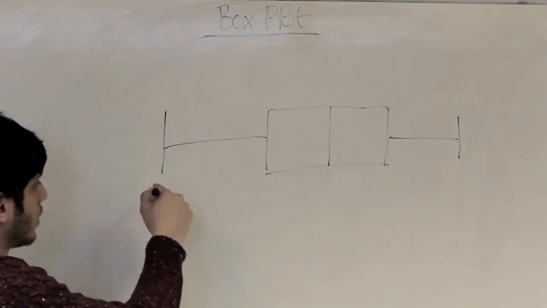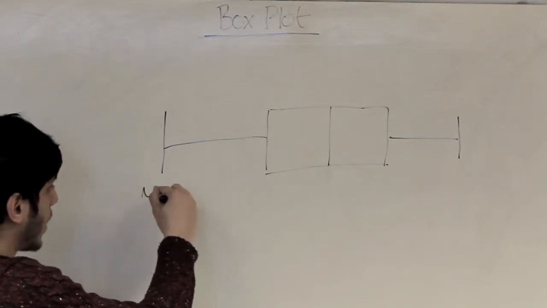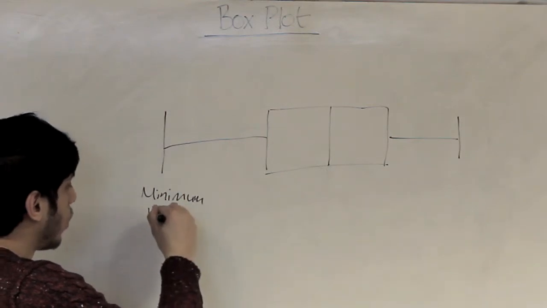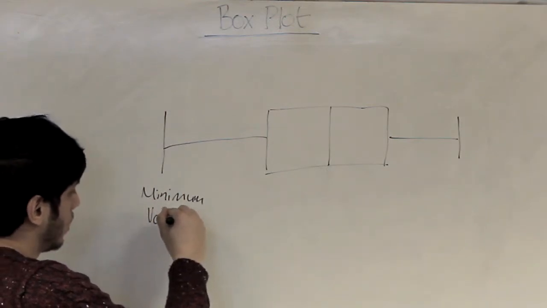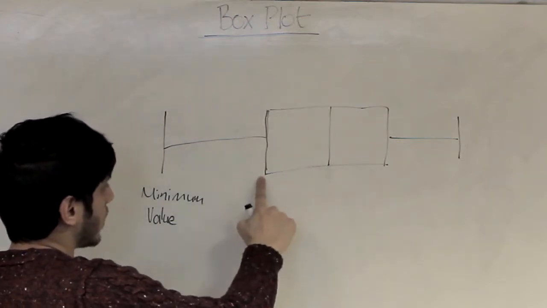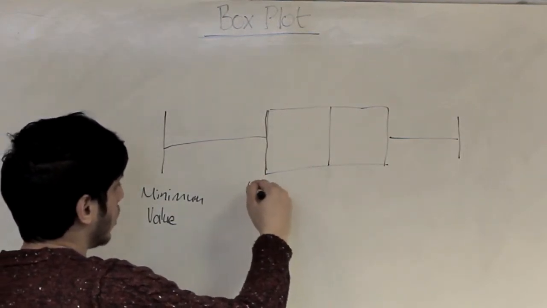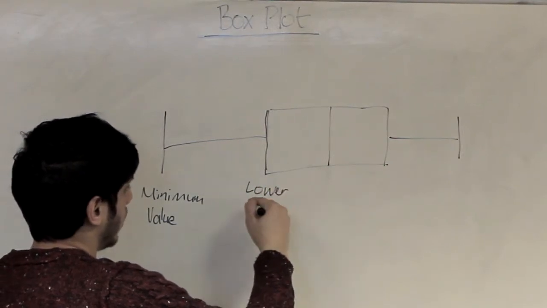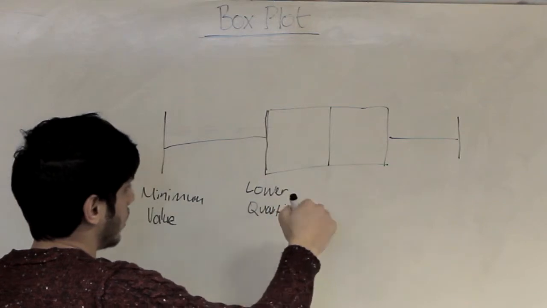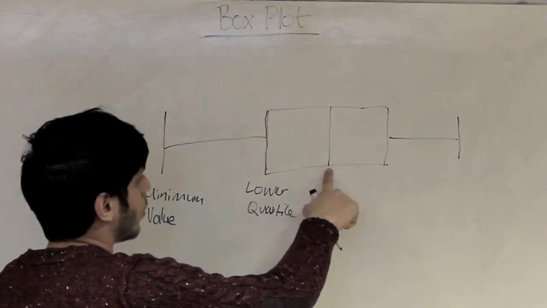This line here, that represents your minimum value. So in your set of data, that's going to be your smallest number. This first line here, that represents your lower quartile. This is usually given to you in your exam. This line here represents your median.